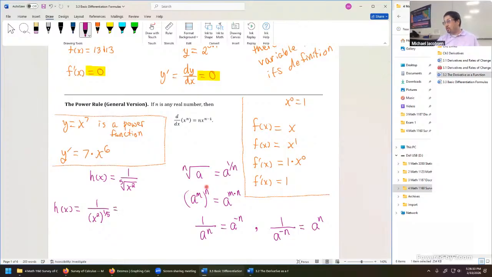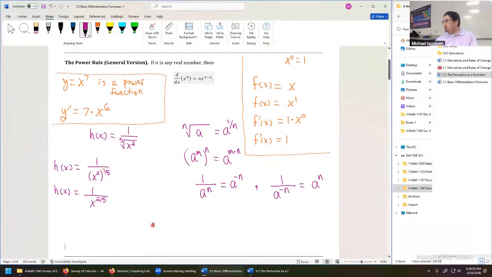So then it becomes 1 over x to the power of 2/5. Then we still don't want to use the power rule in this format, because a major thing about the power rule is you don't have the base in the denominator, it's in the numerator instead.